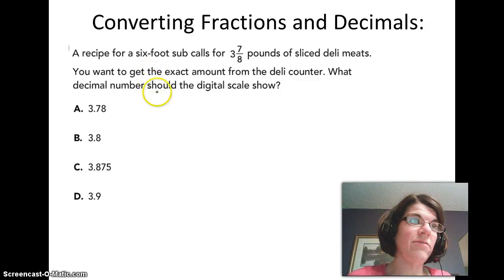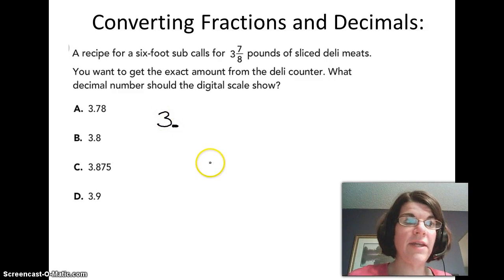So we're going to leave the 3 out in front, 3 point. And now we're going to deal with the 7/8.